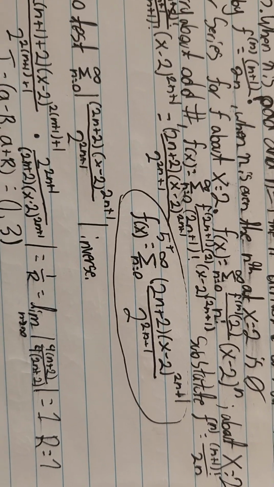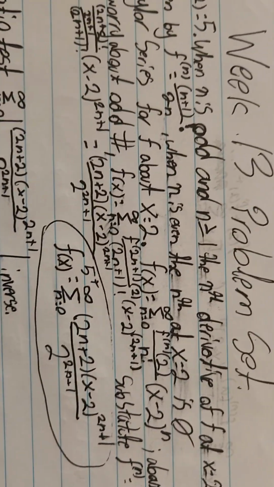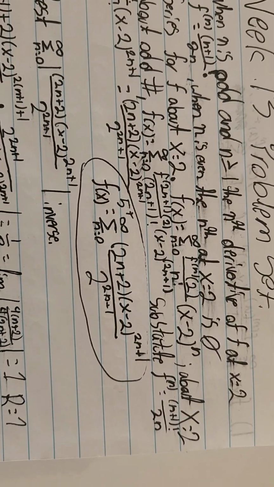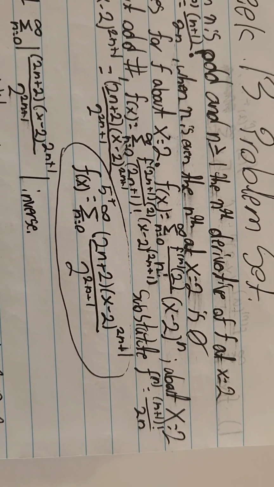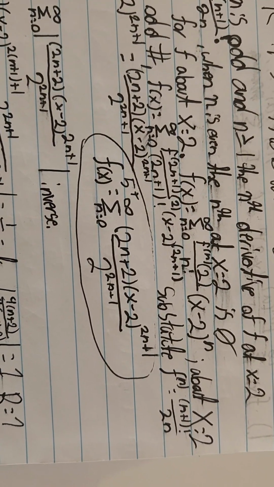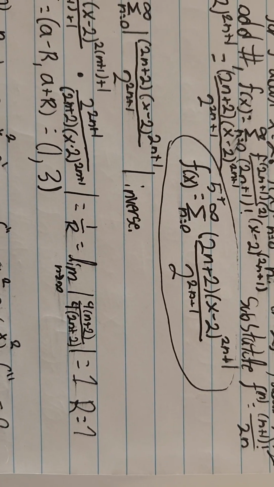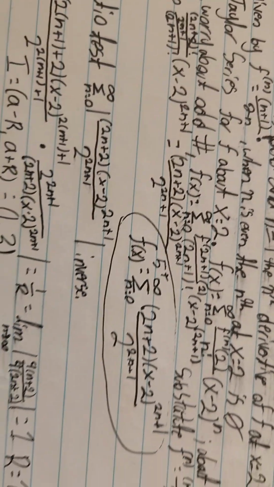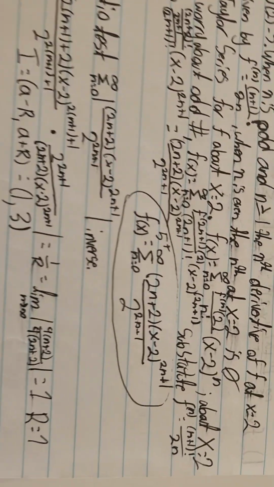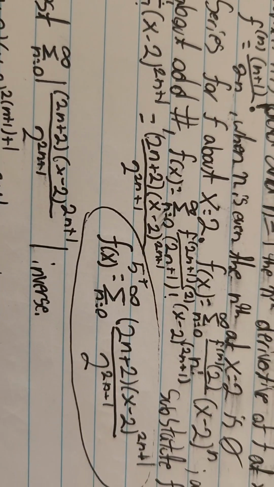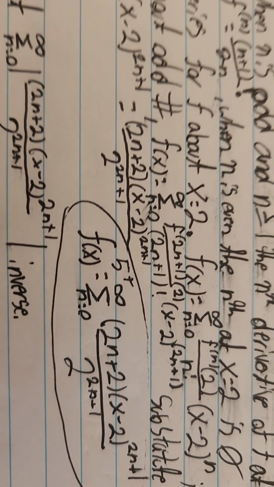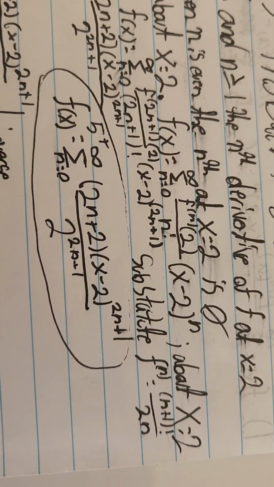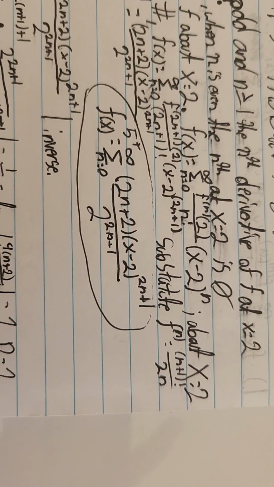And then we got f of x equals the series, sum n equals 0 to infinity of f to the 2n plus 1 times 2, because 2 is my a, because it's where it's centered, over 2n plus 1 factorial times x minus 2 to the 2n plus 1.